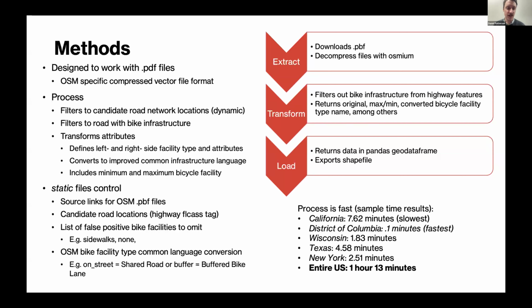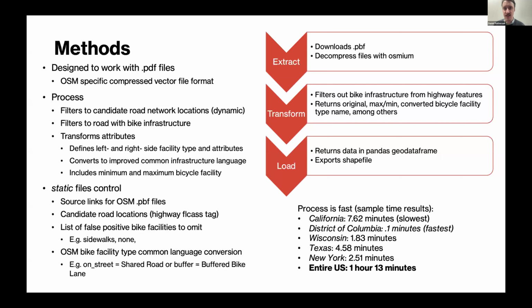And then there's a sheet that helps translate into common language used to describe bicycle facilities. So you can see at the very bottom on the left-hand side here, we've got on street, which will be translated to shared road, and it's got the title text format for the name, and then buffer will be changed to buffer bike lane. So all of that is dynamic. You can change it. It's very easy.